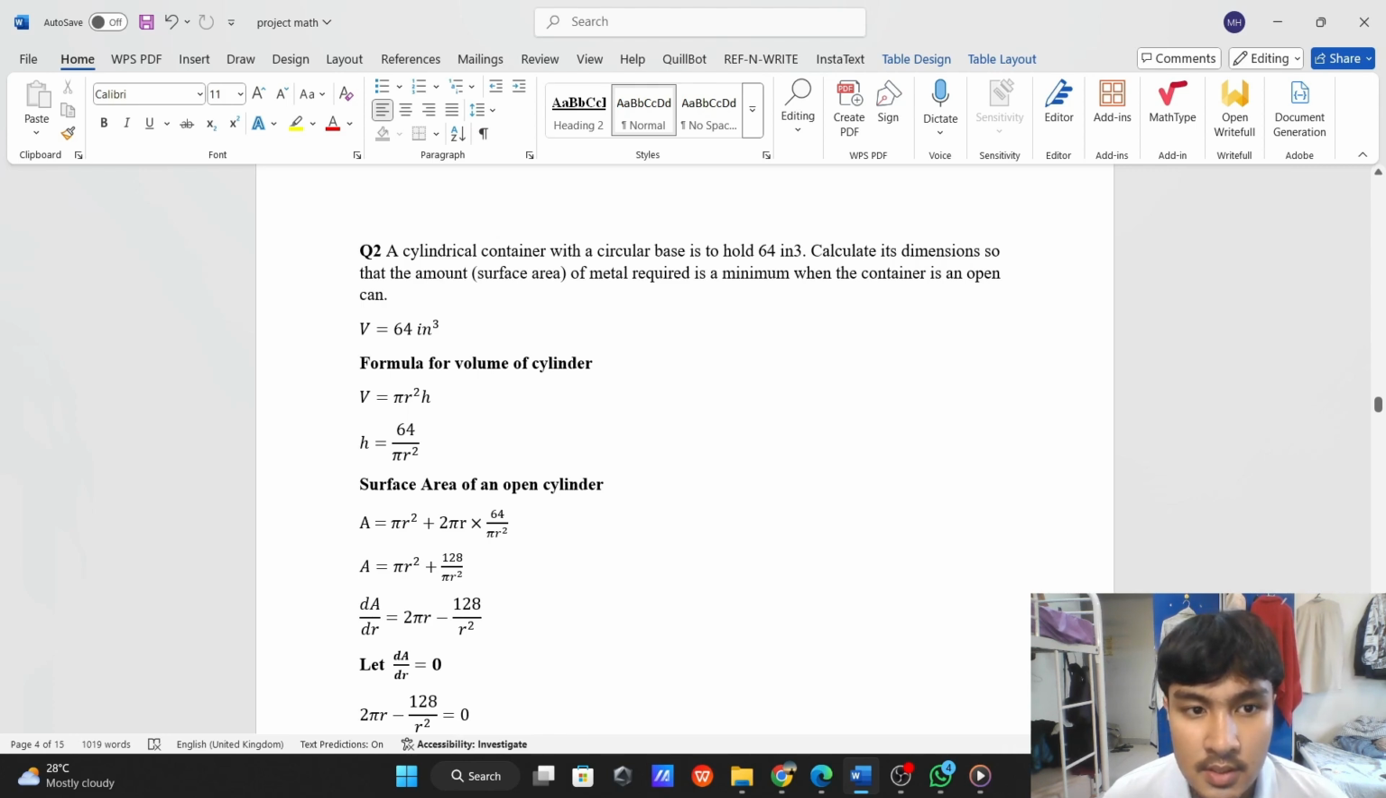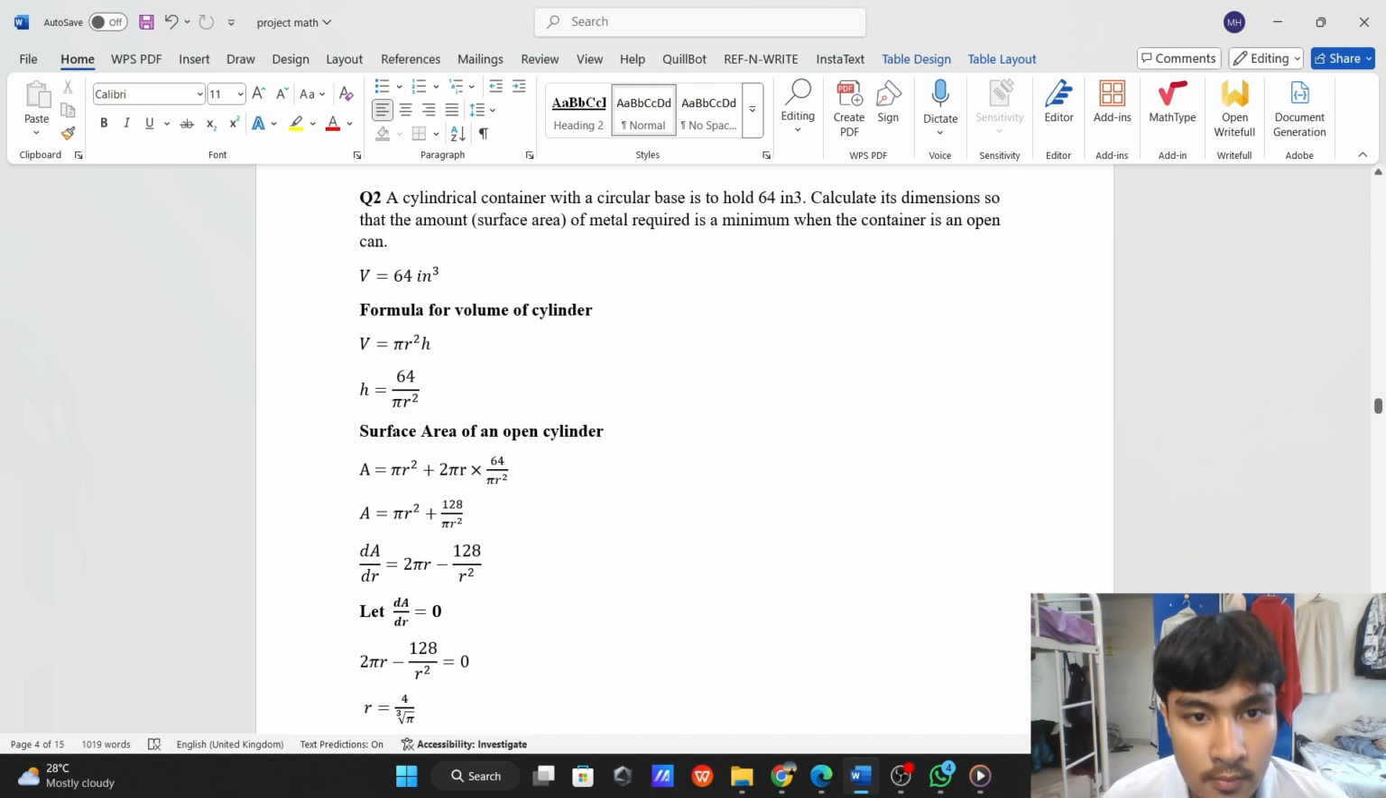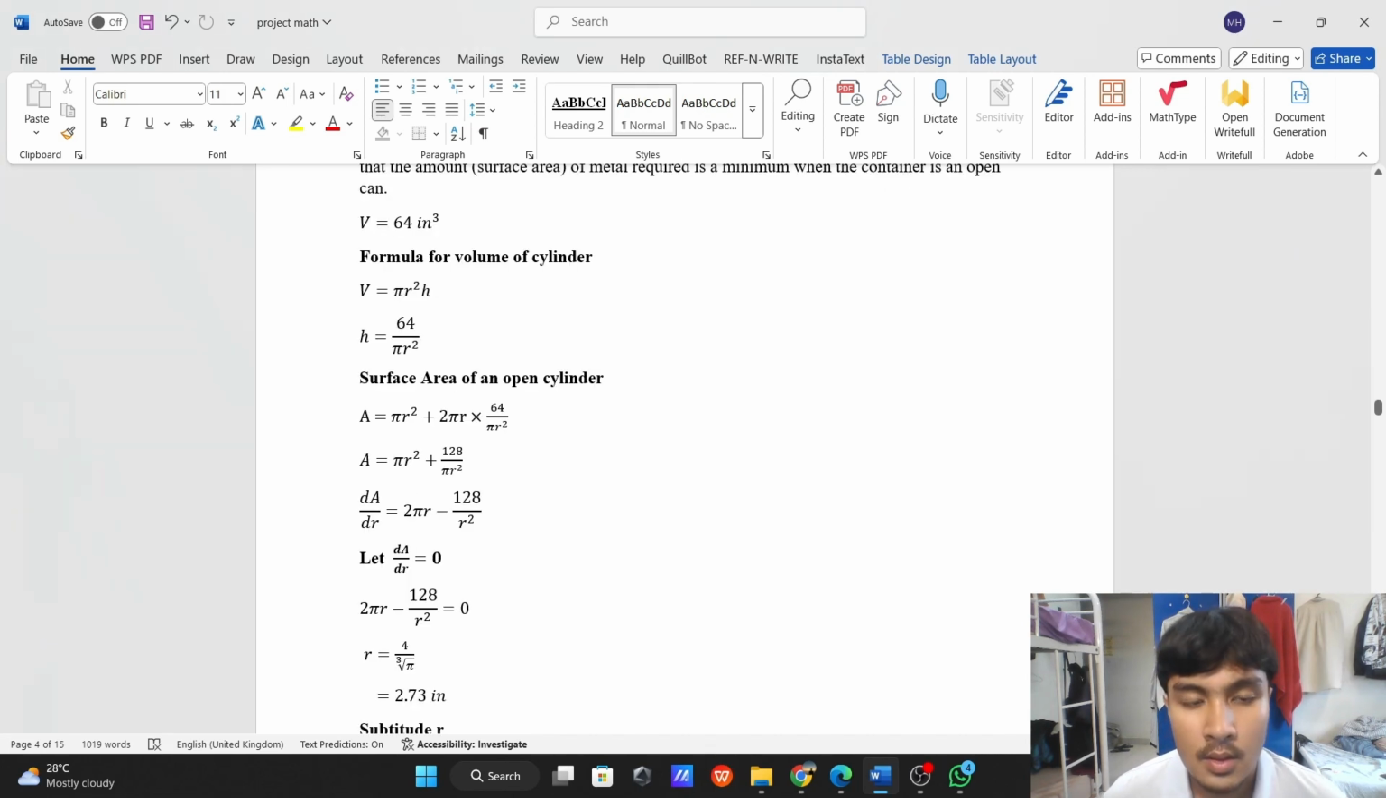For question 2, a cylindrical container with a circular base is to hold 64 inch cubed. Calculate its dimensions so that the amount of surface area of metal required is a minimum when the container is an open can. From this question, we know that volume is 64 inch cubed. The formula for volume of a cylinder is V equals pi r squared h. So we put h in front, and we got h equals 64 over pi r squared.